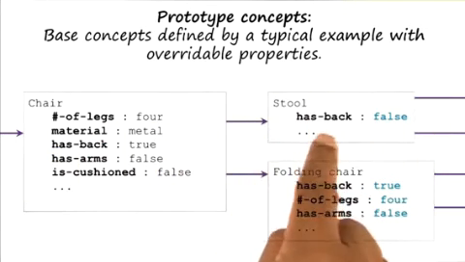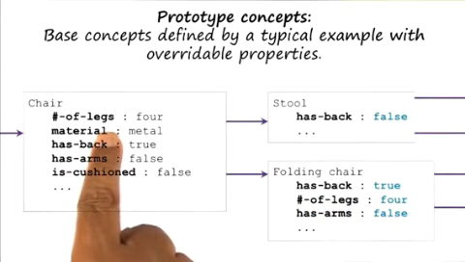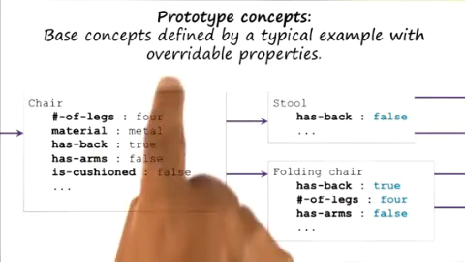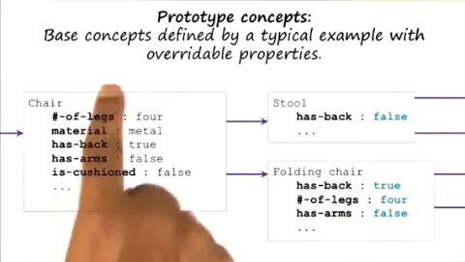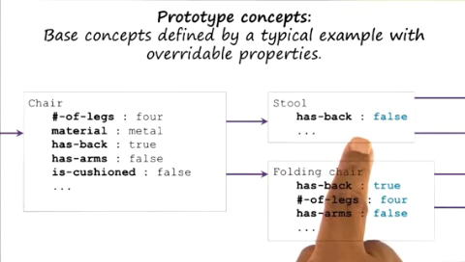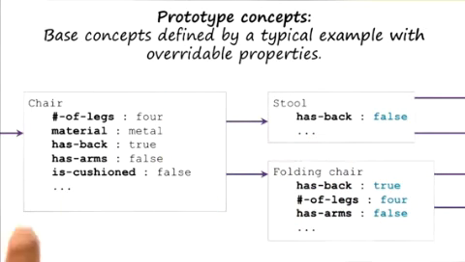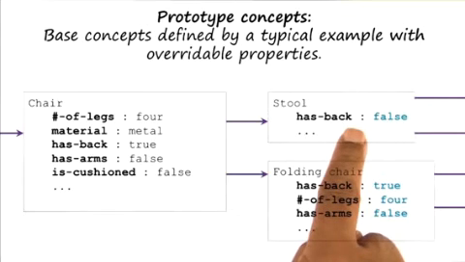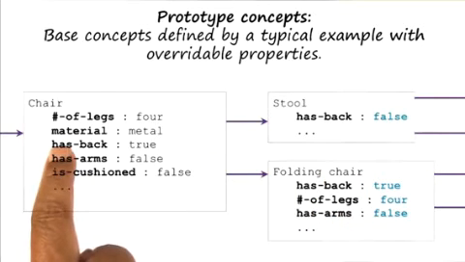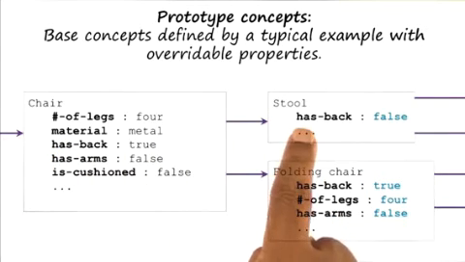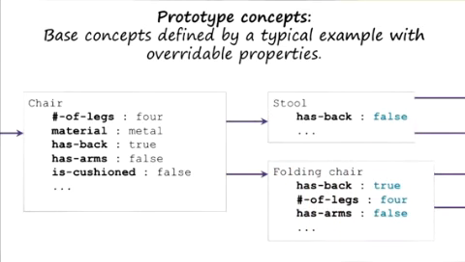Here is a stool, and this stool is a kind of chair, which means that it inherits all the values and all the slots that are there in the chair directly, except for those that happen to be different from the one in the chair. So as an example here, it overrides the notion that the chair necessarily has to have a back. In the case of a stool, the stool does not have a back.